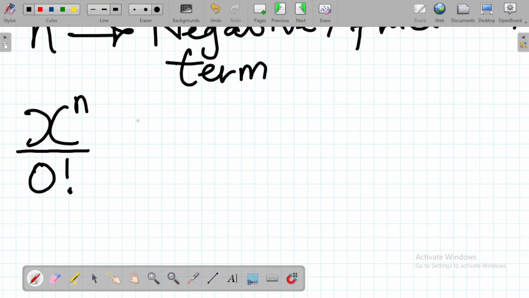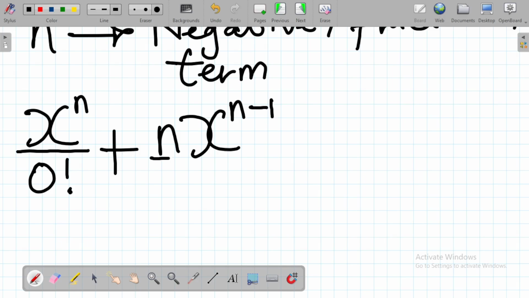And secondly, keep multiplying x by its previous power and then subtract 1 from the power as it goes. So we have plus, if you multiply x by n, it will give you n x raised to power n, and then subtract 1 from the power. So we have here n - 1, all over, keep increasing the denominator by 1, so we have 1 factorial.